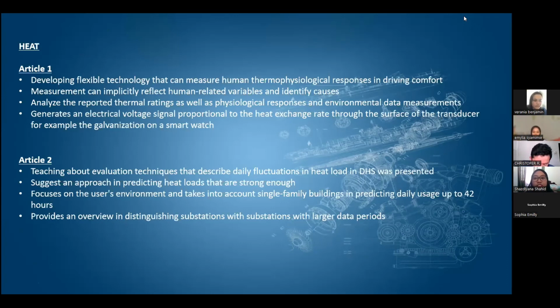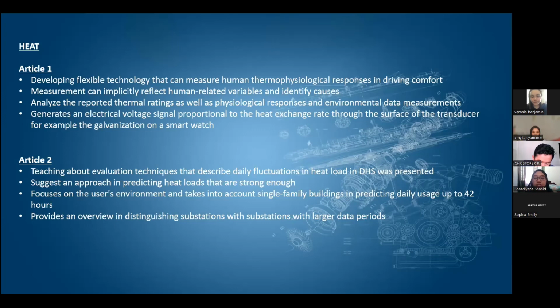And regarding our second topic, it is very important in the field of engineering. We have done a literature review based on two articles related to heat. The first article we have discussed is about heat flux sensing for machine learning based personal thermal comfort modeling. In this article, they were able to develop flexible technology that can measure human thermophysiological response in driving comfort.